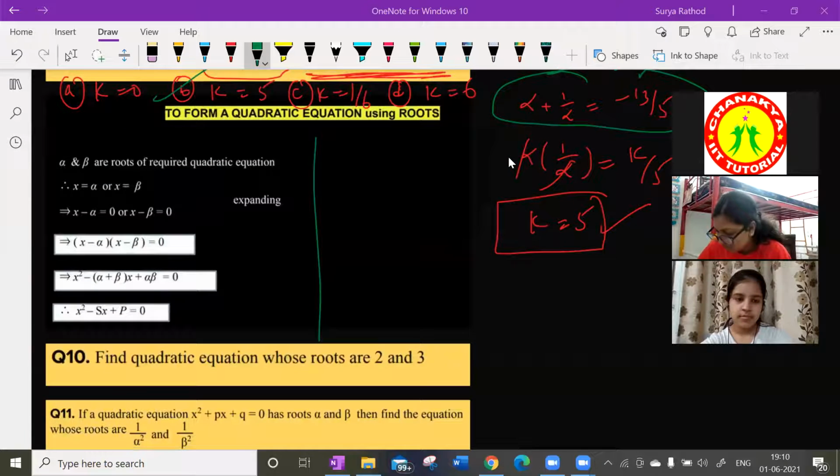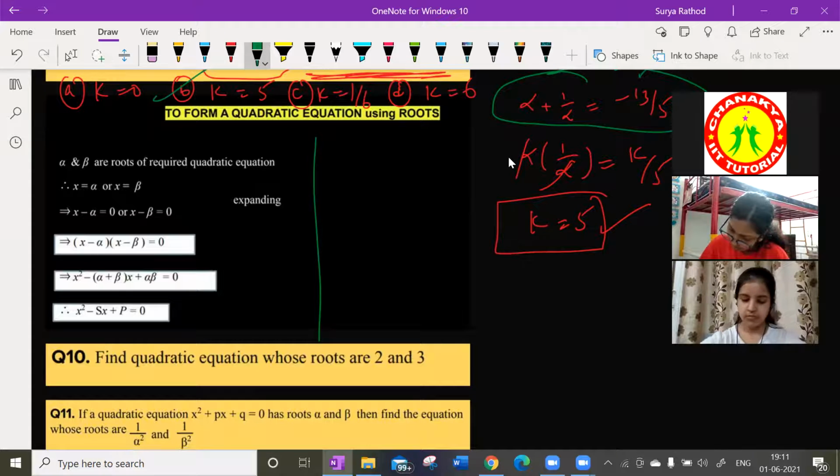To form a quadratic equation using roots. See, guys, so far we have learned how to find roots. But now we are going to learn, if you have roots, how can we frame a quadratic equation? Getting my point? That is what we are going to learn now.